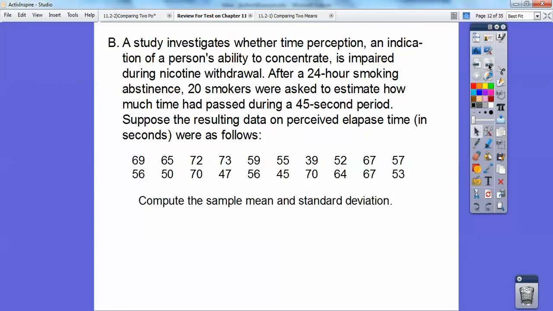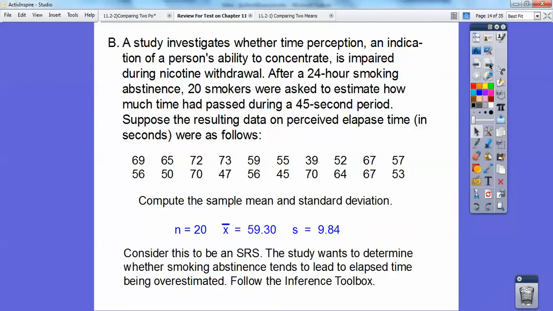So we're going to compute the sample mean and standard deviation. Go ahead and pause the video, put that in list 1 and do a one variable statistics, okay? And when you do that, you should get this. So here's my sample mean and here's my sample standard deviation. Make sure you're getting all of that, you guys, all right?